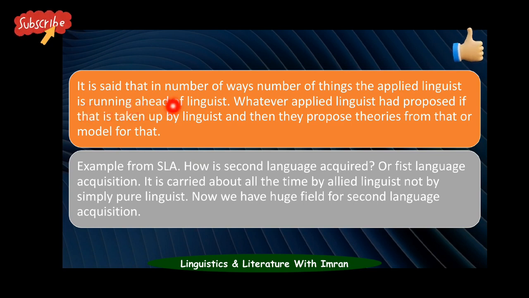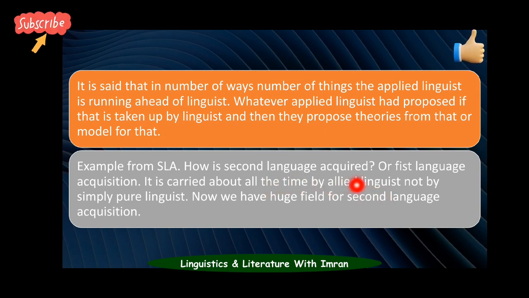It is said that in a number of ways, the applied linguist is running ahead of the linguist. Whatever the applied linguist has proposed is then taken up by linguists, who propose theories or models from that. For example, from SLA, second language acquisition: how is a second language acquired? Or first language acquisition? This is carried out all the time by applied linguists.